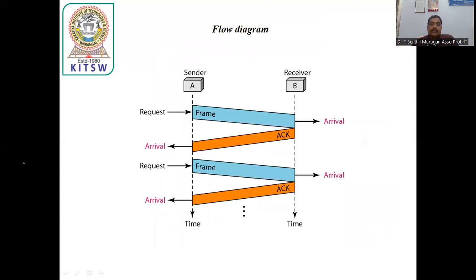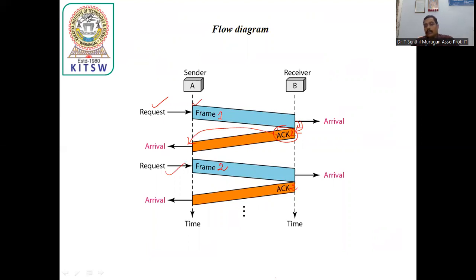Simply what happens, initially the request comes to the node, then the sender will send the frames. Once a frame arrives at the receiver, the receiver will send an acknowledgement. If frame 1 is received, it will send acknowledgement 1. Once the acknowledgement reaches the sender, only then will the next frame be transmitted. Then the receiver will send the acknowledgement for the second frame, and only then will the third frame come. Like this, it will wait for the acknowledgement and then send the data.